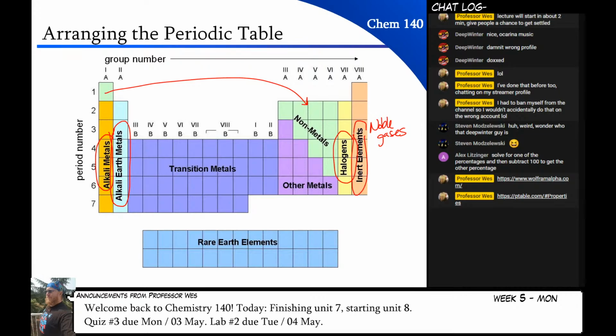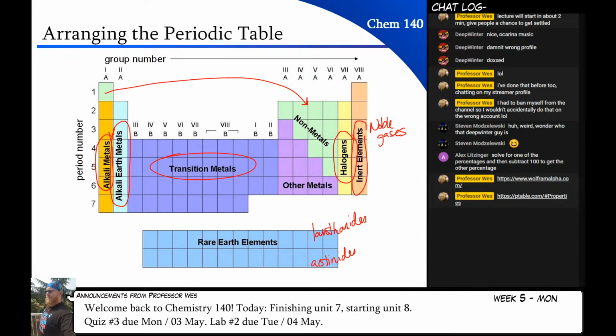The others that are important are transition metals. It's good to know where the transition metals are. And then down here, there are many names for the rare earth elements. So we've got lanthanides, which are the top row, and we've got actinides, which are the bottom row.